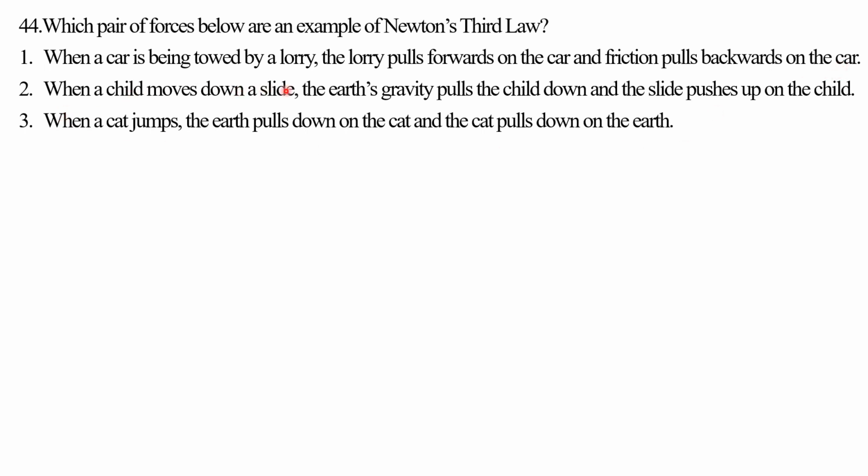When a child moves down a slide, the Earth's gravity pulls the child down and the slide pushes up on the child. Again, the same thing here, acting on the same body. Not true. When a cat jumps, the Earth pulls down on the cat and the cat pulls down on the Earth. Correct. So you have the forces acting on two different bodies. The gravitational force that the Earth exerts on the cat, which is the weight of the cat, and then the cat in turn exerts an opposite reaction force on the Earth by pulling up back on the Earth. And that's why this one is correct.